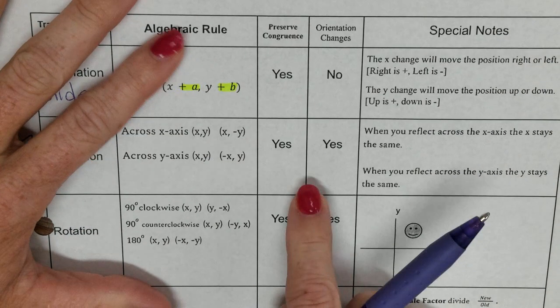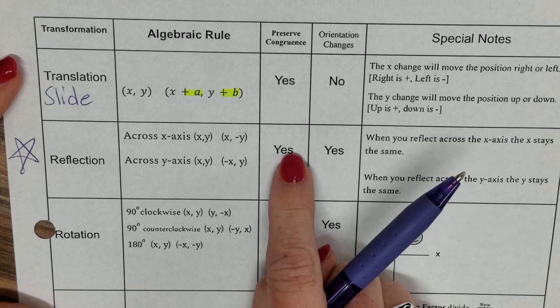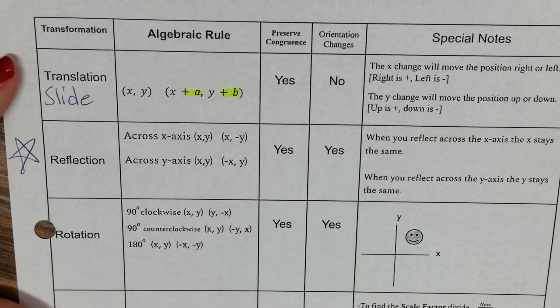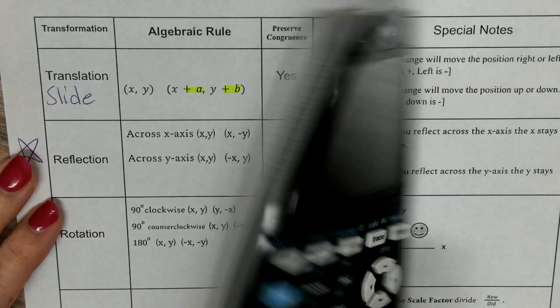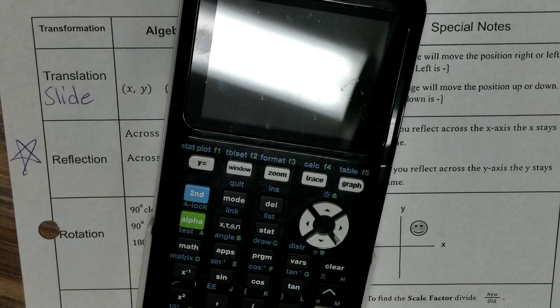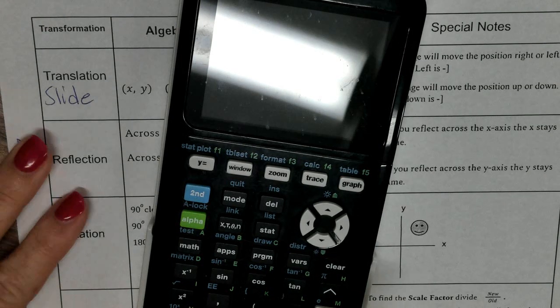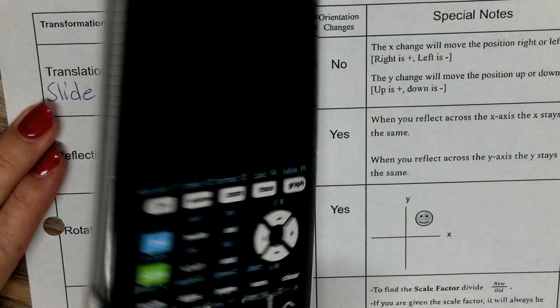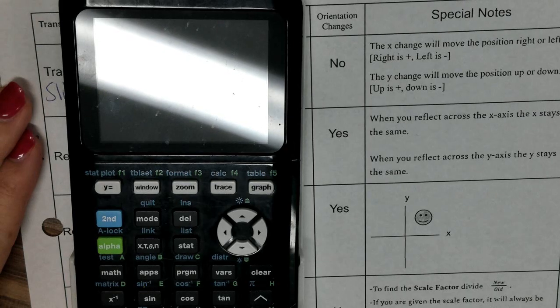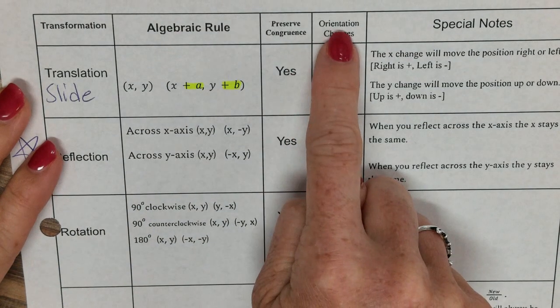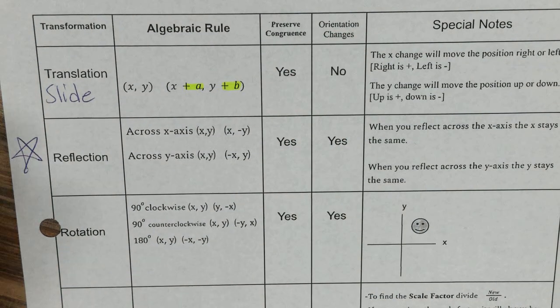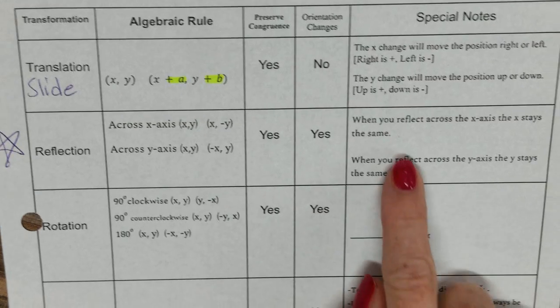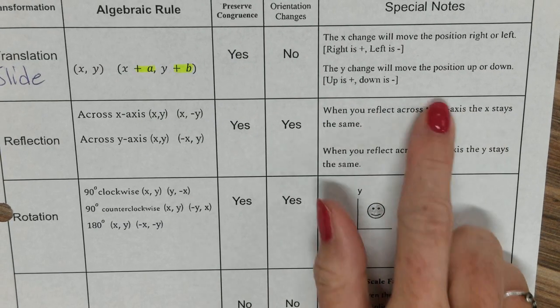All right. Do reflections preserve congruence? Yes. What does that mean? Everybody look, I'm going to flip my calculator. Did it stay the same size and same shape? Did your view of it change? You were looking at the back. I reflect it. You are now looking at the front. So it says, does the orientation change? Yes, it does. Everything else stays the same: same size, same shape, same perimeter, same area, same angles. All right, here's your special notes that you need to memorize.